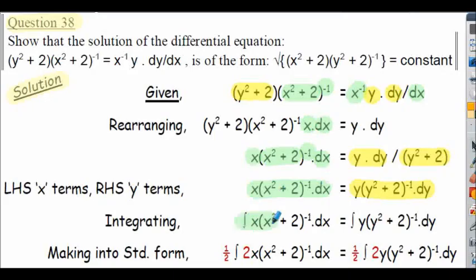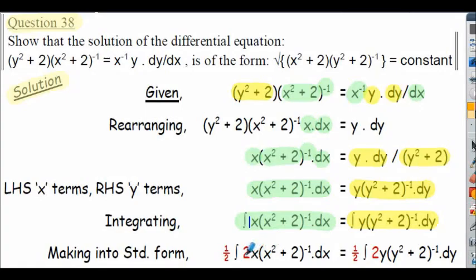On the next line we integrate the left hand side, integrate the right hand side. Again we need to try and make them into standard form. At the moment if we differentiate the denominator, the x squared plus 2, that differentiates to 2x. So it's not standard form because at the moment we have 1x on the top line, the x squared plus the 2 to negative 1's on the bottom line.